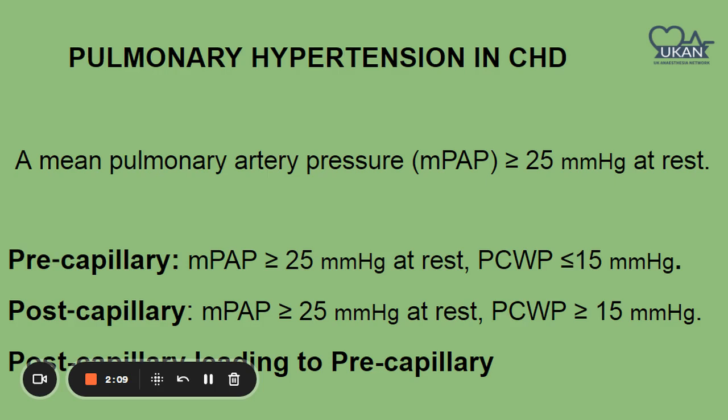There is another category, which is a long-standing or chronic post-capillary pulmonary hypertension that started to be reflected to the pre-capillary site, and changes in the blood vessels are transmitted now to the pre-capillary site. So it is considered both pre-capillary and post-capillary.